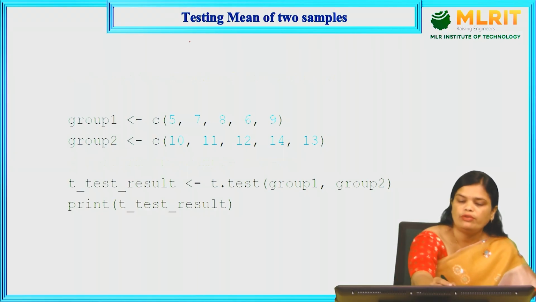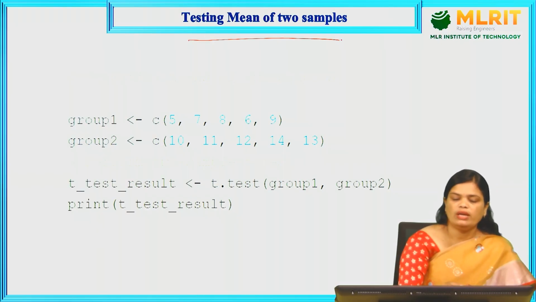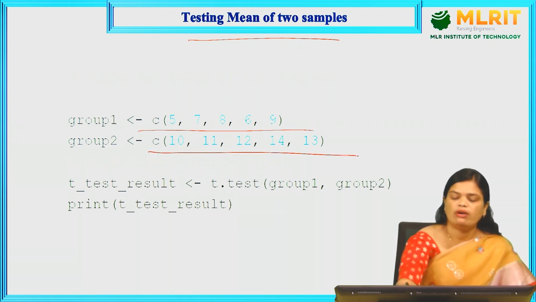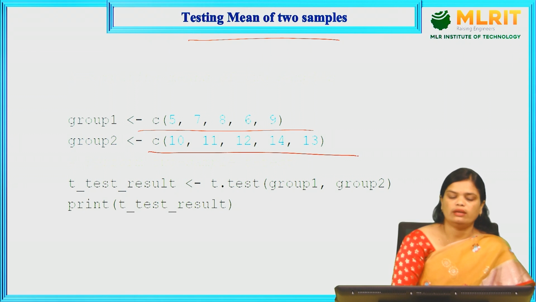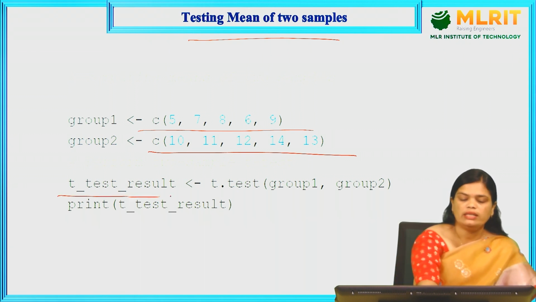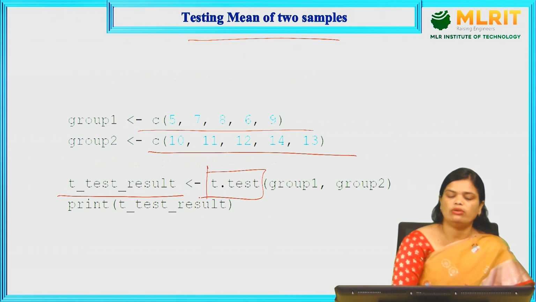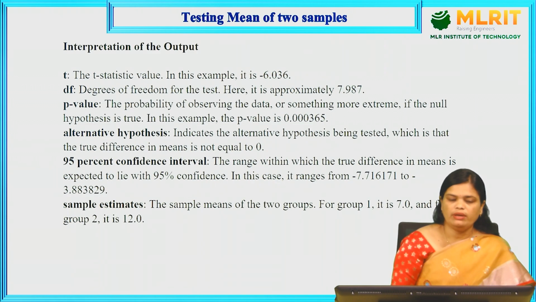Testing the mean of two samples. So we have the sample 1, group 1 data: 5, 7, 8, 6, 9, and the group 2 data: 10, 11, 12, 14 and 13. And the t-test results, we are applying a t-test on group 1 and group 2, and we are printing the results here.